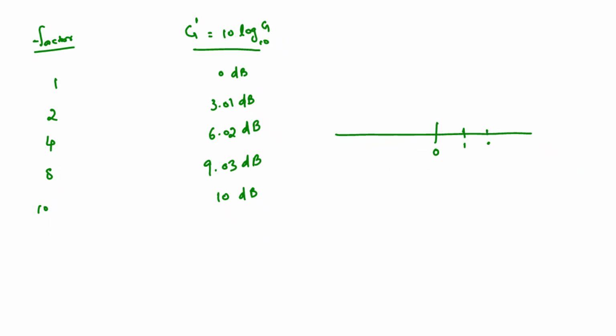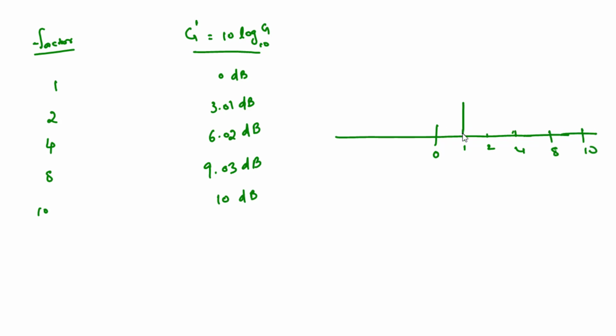When the gain is 1, I'll start with 1 and double it to 2, then 2 to 4, 4 to 8, and so on. So when the gain is 1, it is 0 dB. When the gain is 2, it is 3.01 dB. When the gain is 4, it is 6.02 dB. When the gain is 8, it is 9.03 dB.